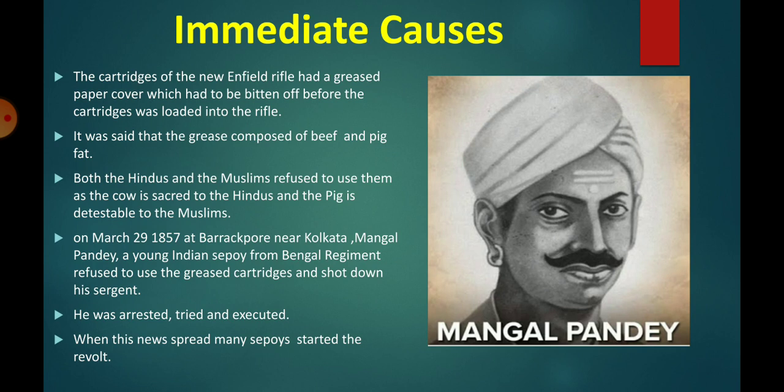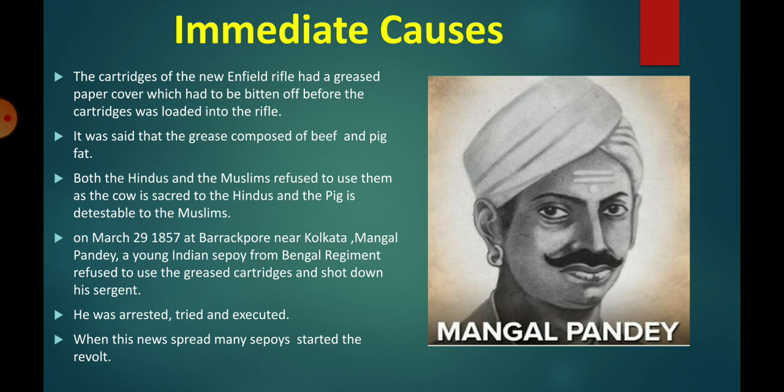The grease was composed of beef and pig fat, meaning it was made from cow's flesh and pig's fat. Both the Hindus and the Muslims refused to use them, as the cow is sacred to the Hindus and the pig is detestable to the Muslims. The soldiers of the Hindu community and the Muslim community denied using these cartridges.